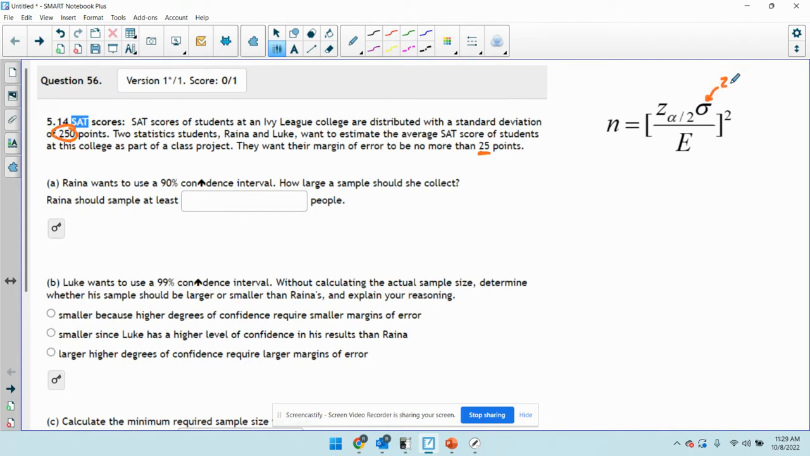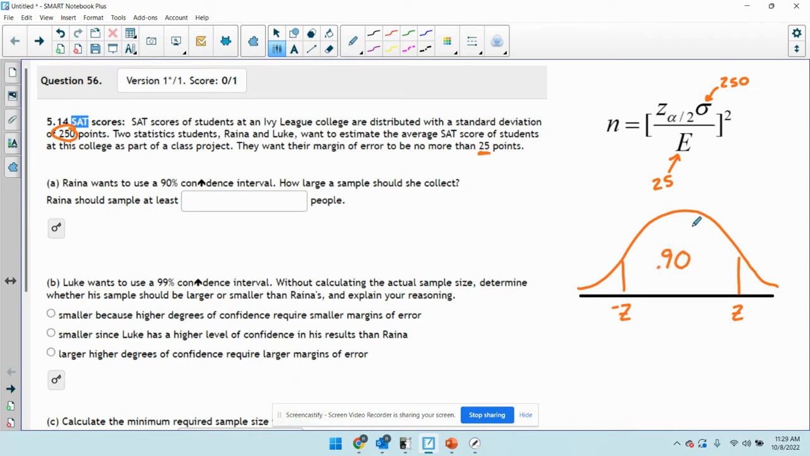So we have here, this is 250. The margin of error is going to be 25 points. And we're trying to make a confidence interval of 90%. So I have to figure out the Z alpha over 2 value that cuts off the middle 90%. So if I draw the normal curve, I'm looking for the Z values that cut off the middle 90% or 0.90. If there's 90% in the middle, that means there's going to be 5% on either side, totaling a total area of 1.